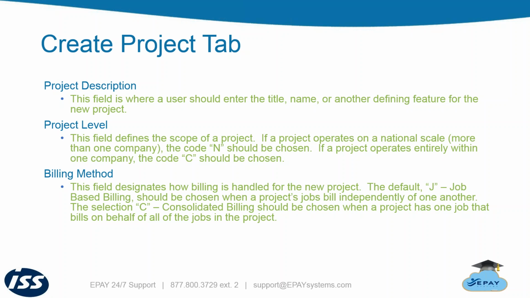Next, you have your billing method, and this field designates how billing is handled for the new project. The default letter J is considered job-based billing and should be chosen when a project's jobs bill independently of one another. There's also the selection C, which stands for consolidated billing, and should be chosen when a project has one job that bills on behalf of all of the jobs within that project.